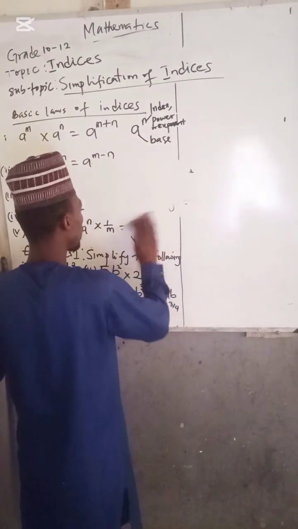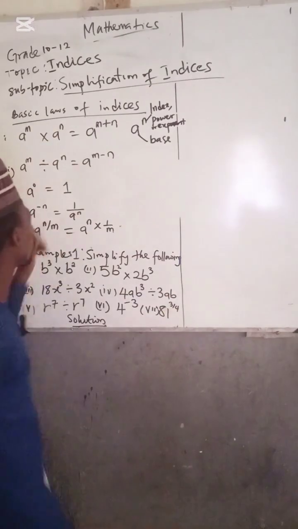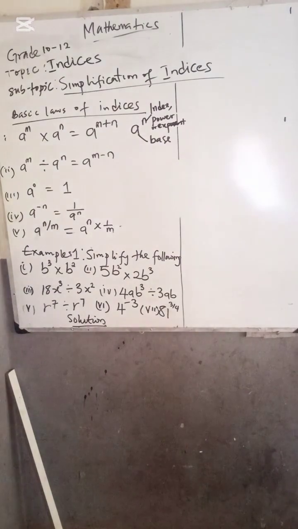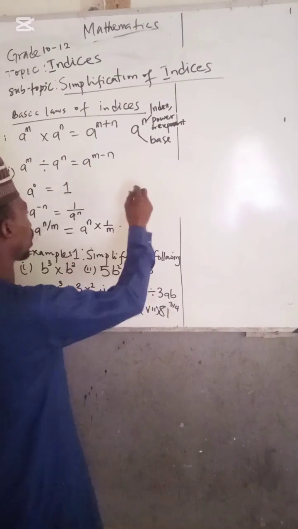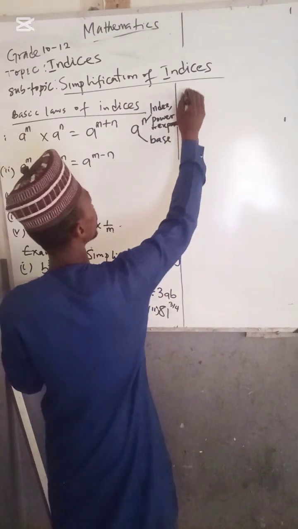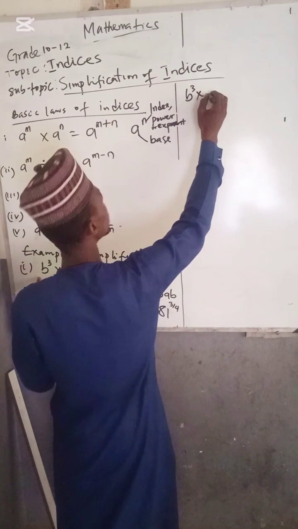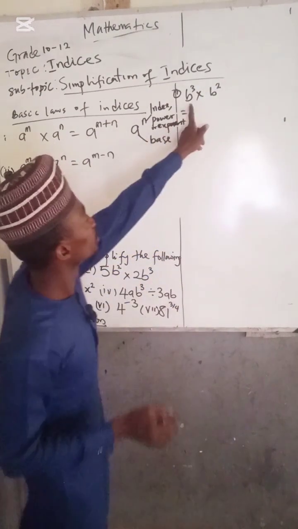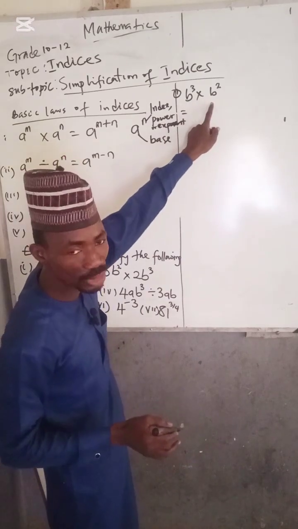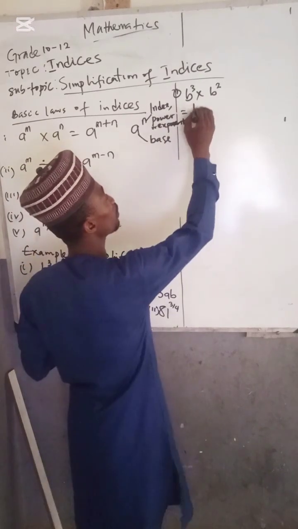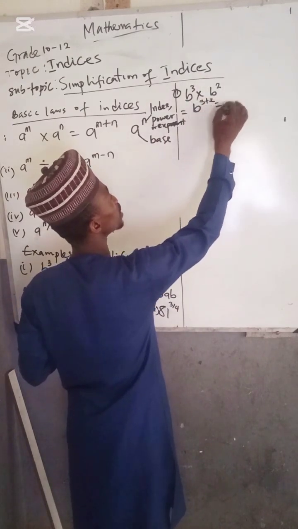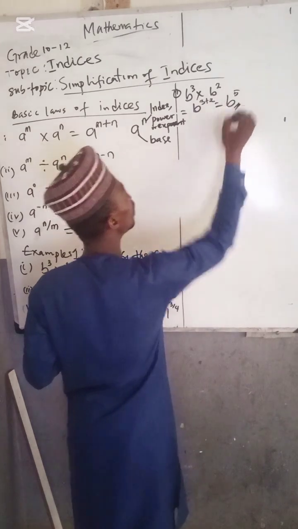Now, let's begin to apply the laws to solve our questions. The first one says b raised to power 3 times b raised to power 2. Remember we said it: the same base multiplying each other, pick one of the bases and sum up the powers. So you have b raised to power 5.